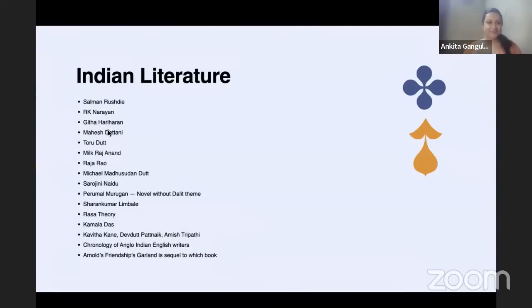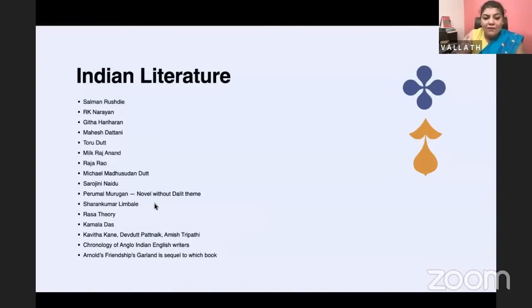Rushdie, R.K. Narayan, Geeta Hariharan, Mahesh Dattani, all major writers. So those who are writing the December exam, please make sure you look up all these writers. Raja Rao, Michael Madhusudan Dutt, Sarojini Naidu, and Perumal Murugan. Wow, some contemporary novelists. These days, as you know, writers from other Indian languages are also becoming important.